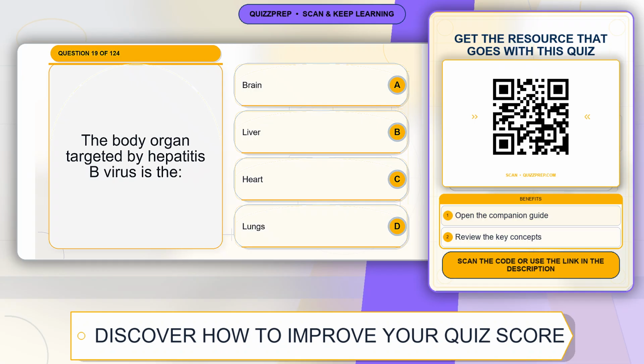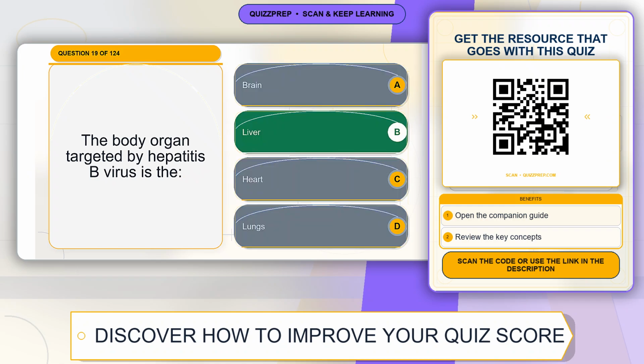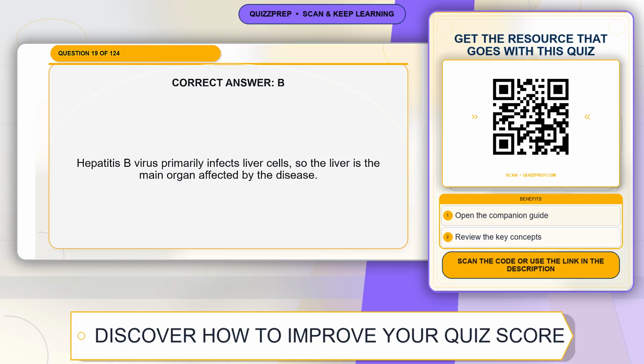Question 19. The body organ targeted by hepatitis B virus is the Option A, brain. Option B, liver. Option C, heart. Option D, lungs. The correct answer is Option B, liver. Explanation. Hepatitis B virus primarily infects liver cells, so the liver is the main organ affected by the disease.